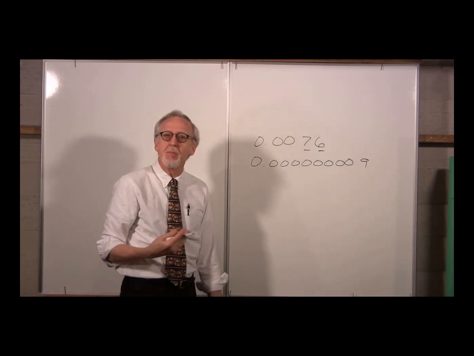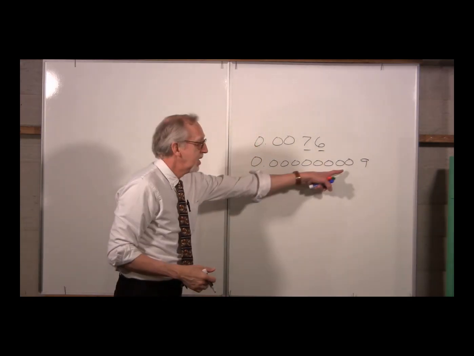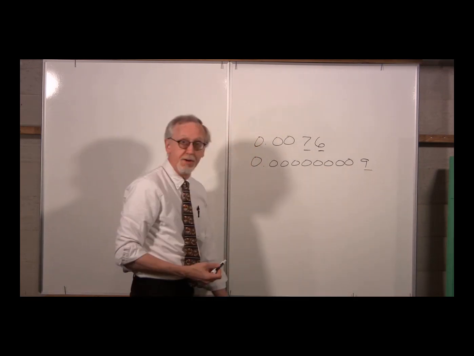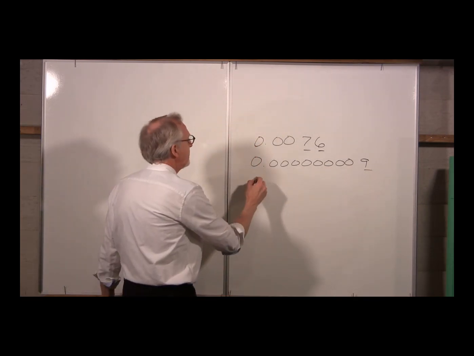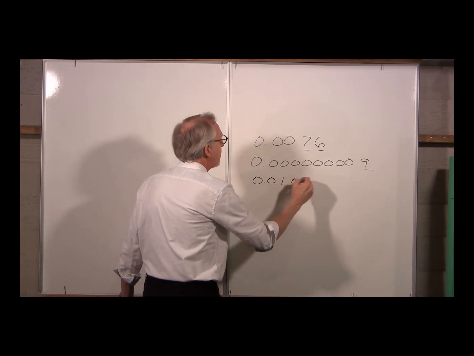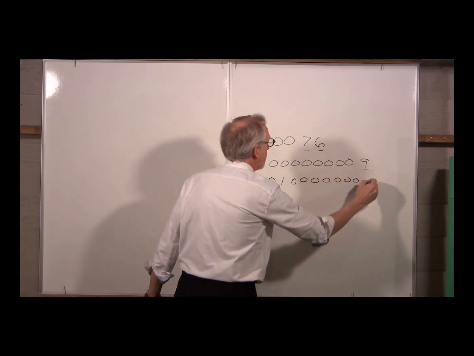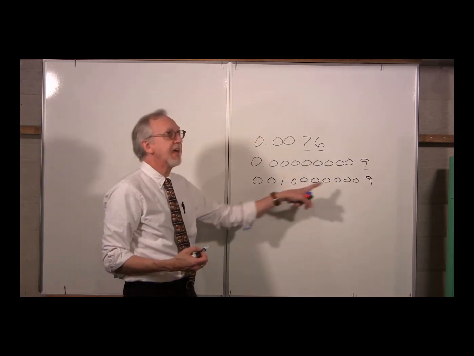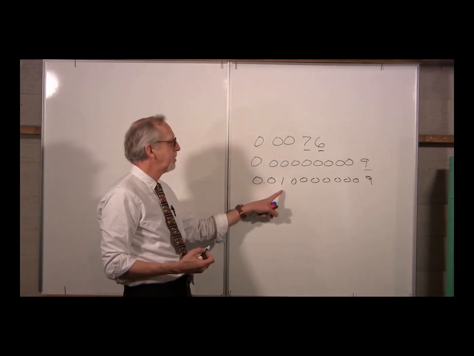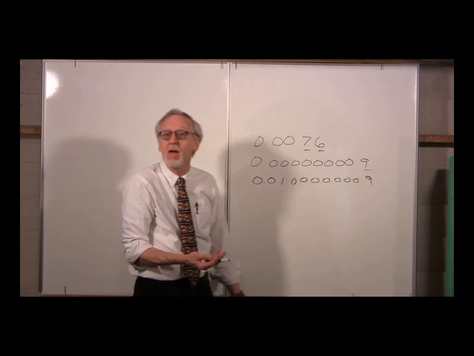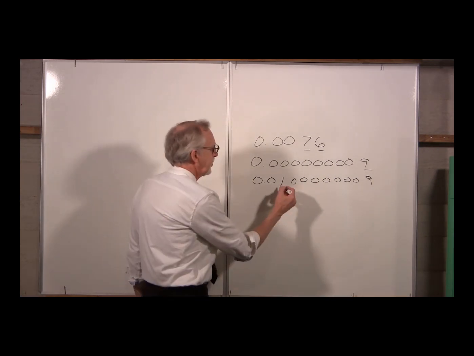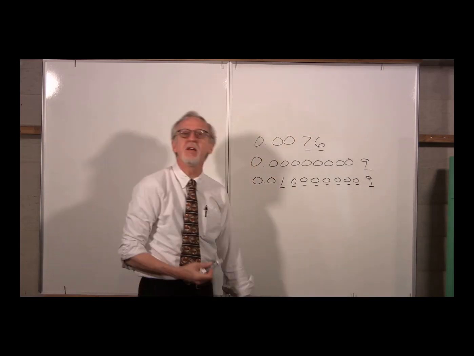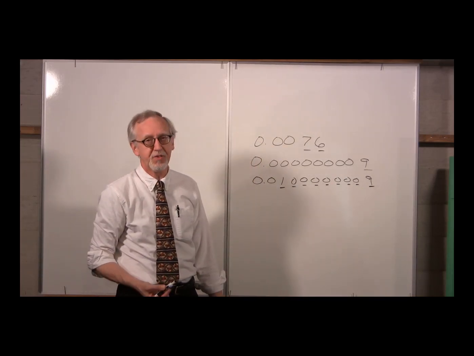So 0.000000009, how many sig figs does that have? Well, none of these zeros are significant, so only 1. If this number had been 0.0100000009, well, now those zeros are sandwiched zeros because they're in between the 1 and the 9. So how many sig figs in this case? 1, 2, 3, 4, 5, 6, 7, 8, 9. That would have 9 significant figures.